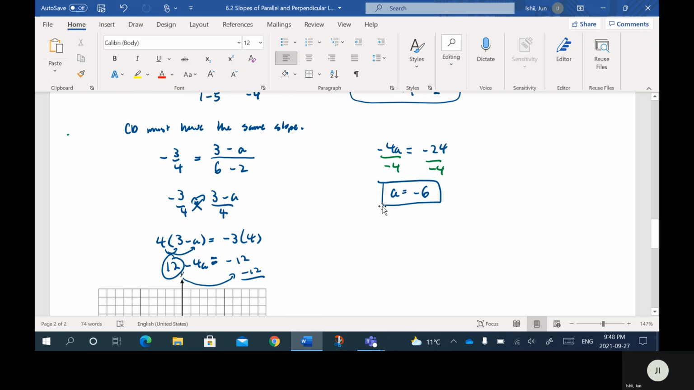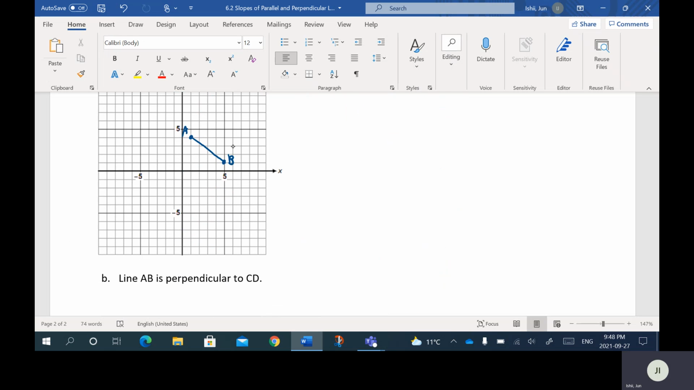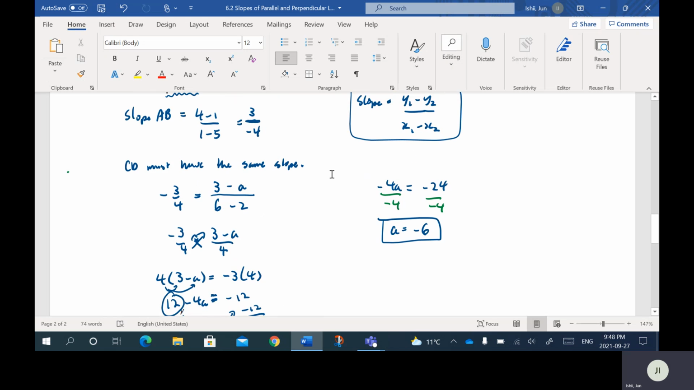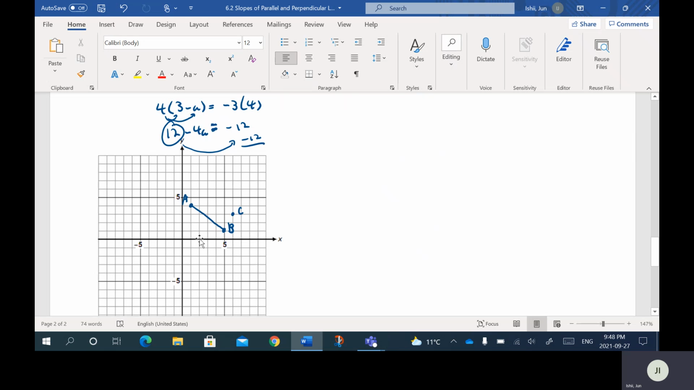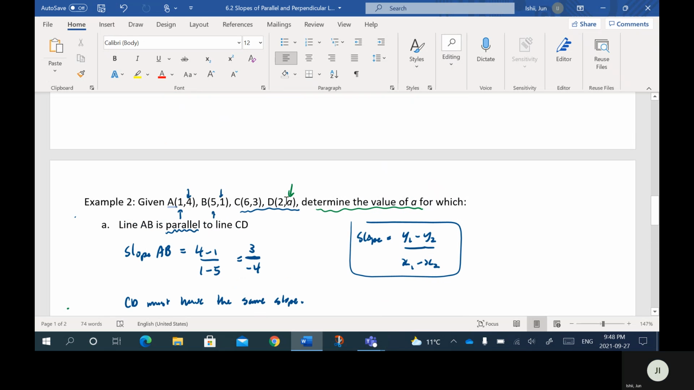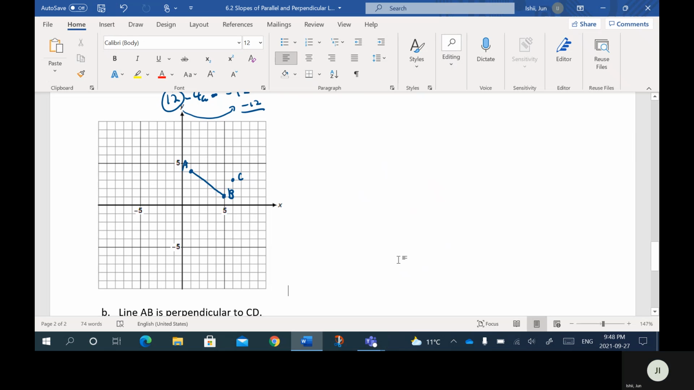And then point C was (6, 3). (6, 3) is right there. So that's point C. And then what we wanted to do is find point D, whose x coordinate was 2. And we found that the A value is negative 6.